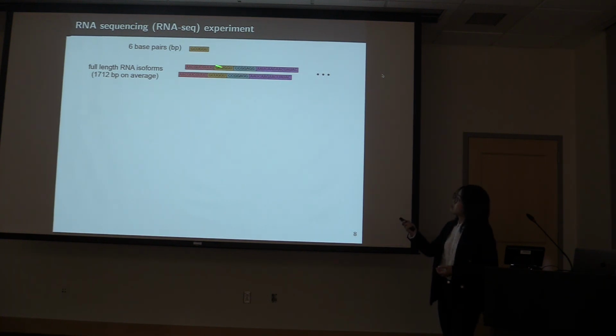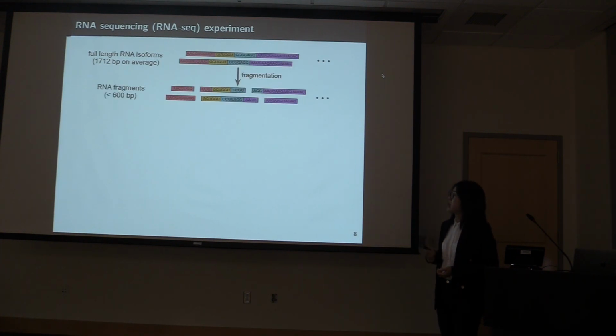We measure the length of RNA sequences using the number of nucleic acids. For example, this short exon contains 6 nucleic acids, and we say it's 6 base pairs long. But in human bodies, the full-length RNA isoforms are more than 1,700 base pairs on average, much longer than the length the sequencing machine can handle.